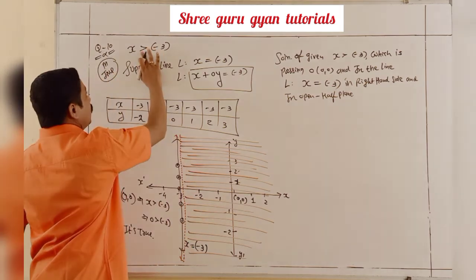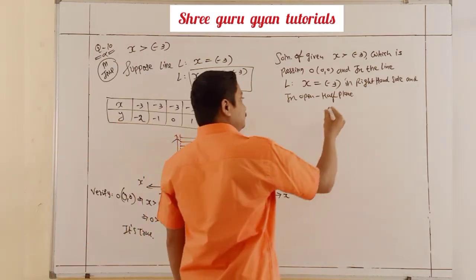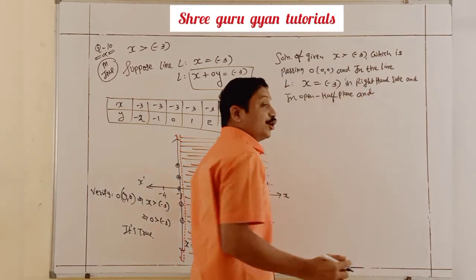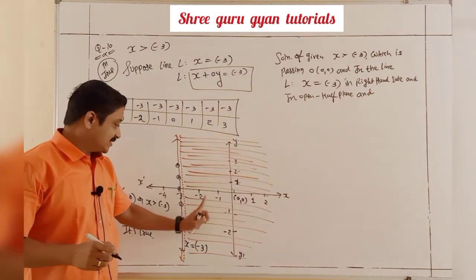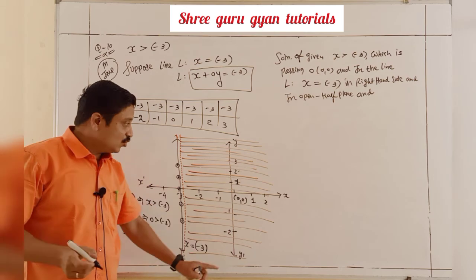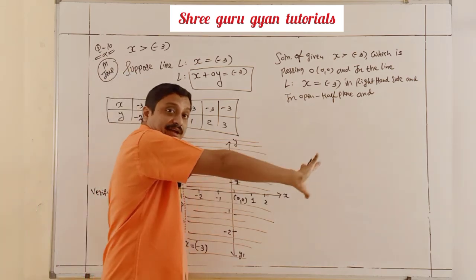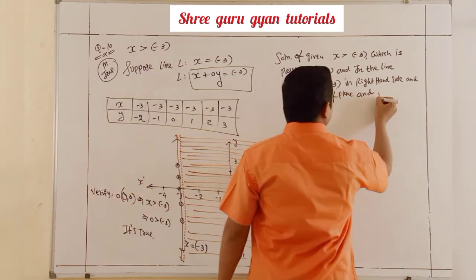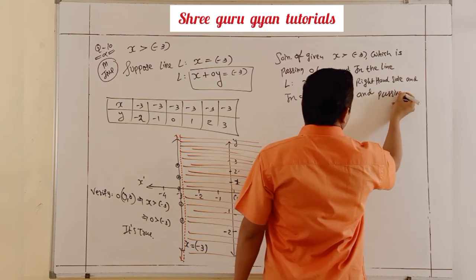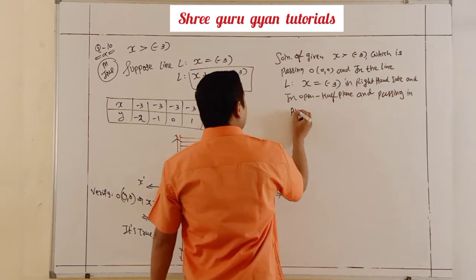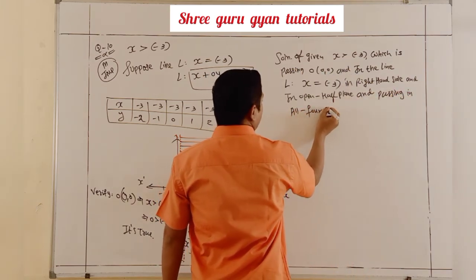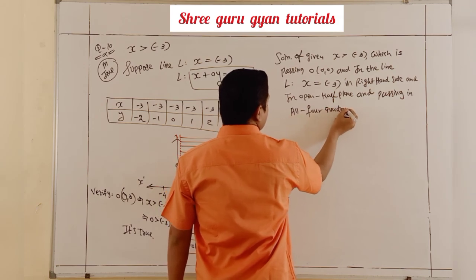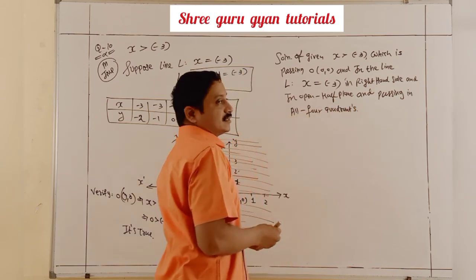These are open half plane, and which quadrant is it passing through? First, second, third, fourth also. They are infinitely moving away. So, passing through all 4 quadrants. And that's it, students. You are over here.